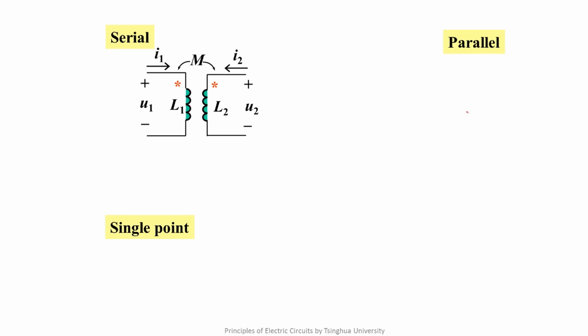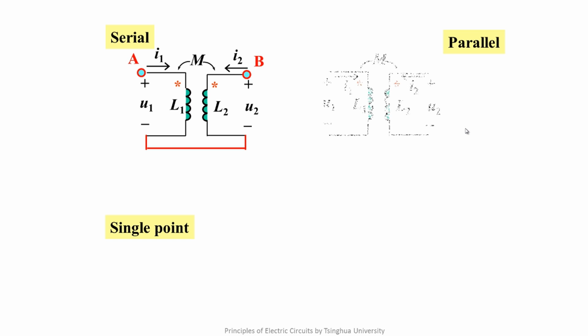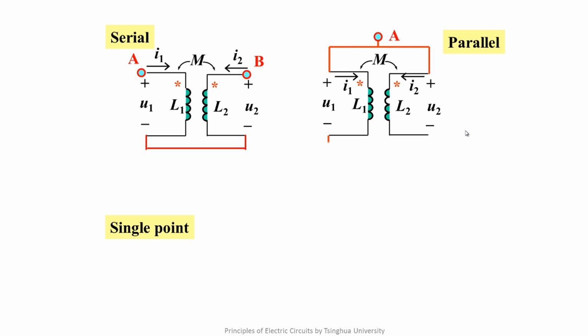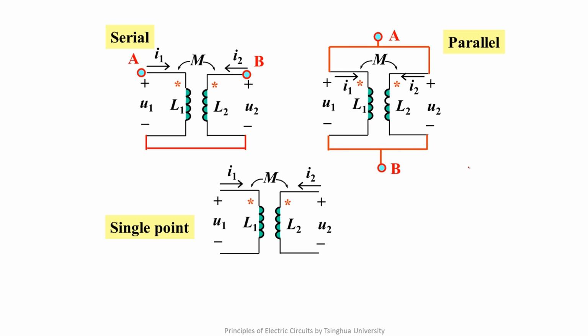The serial connection of the mutual inductance, a four-terminal component, means that we connect the two coils head to end, that is, eventually A and B are two terminals for external. Similarly, if we connect two mutual inductance coils in parallel, they are also two terminals for external. The so-called single-point connection refers to that one terminal is connected between two coils and thus forms a three-terminal network for external. We will discuss the equivalent circuits of the three connections.